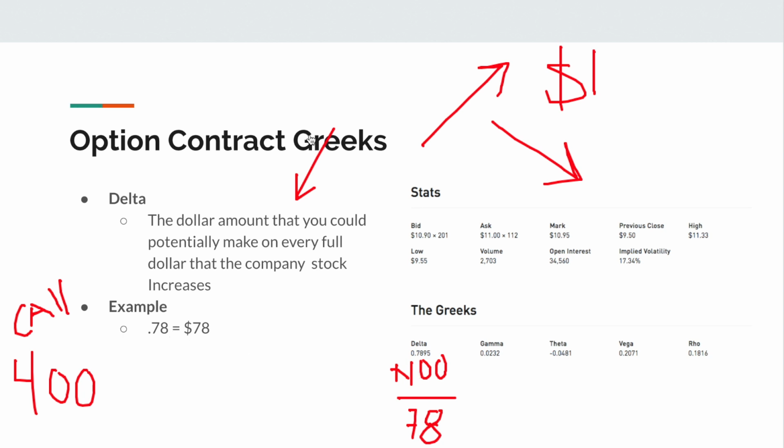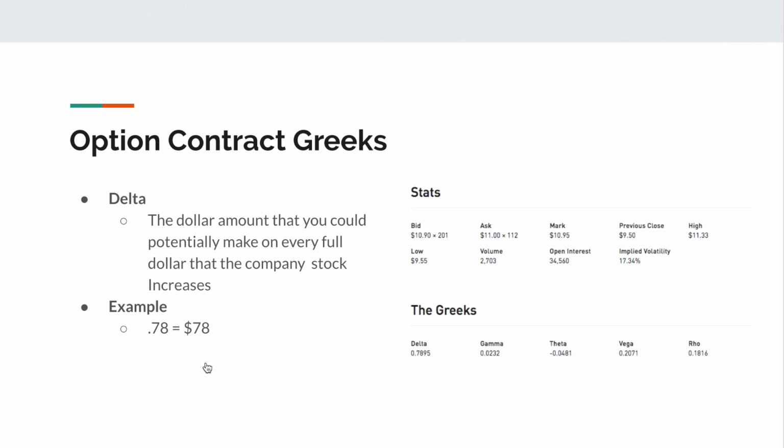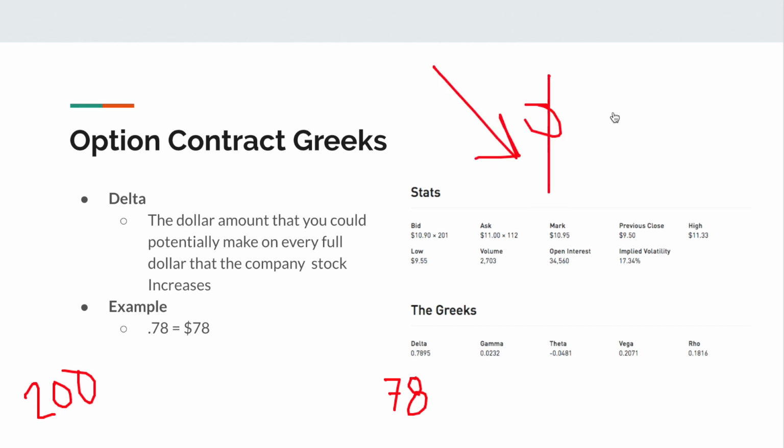So even on a put contract, for example, let's say you bought a put contract and you paid $200 for it. And right now delta is reading at 78 or 0.78. You multiply that by 100, you get $78. So roughly $78 per dollar move. If the stock goes down by $1, then you profit $78 automatically. If the stock goes up by $1, now you are negative $78. Therefore, this will be worth $122, I'm sorry, versus the $278 if the stock had moved down.